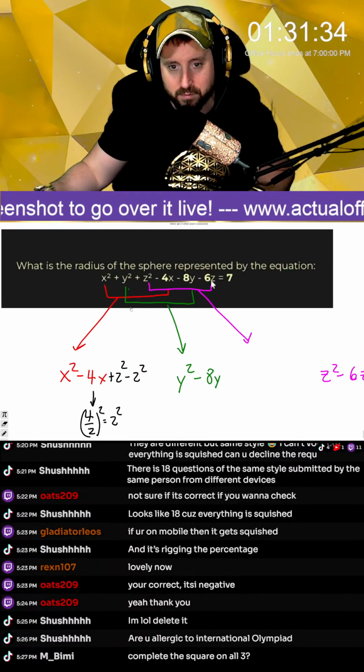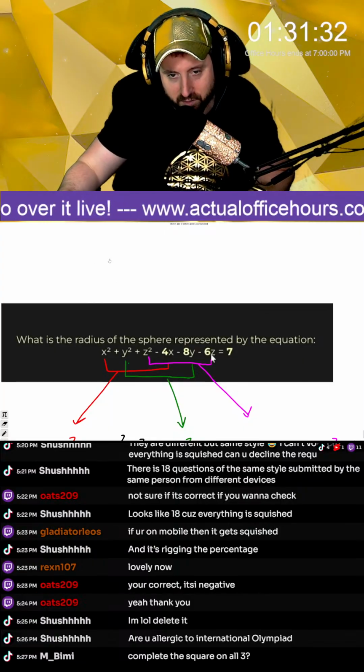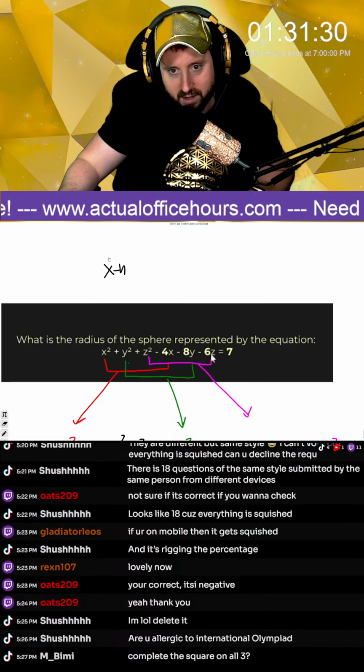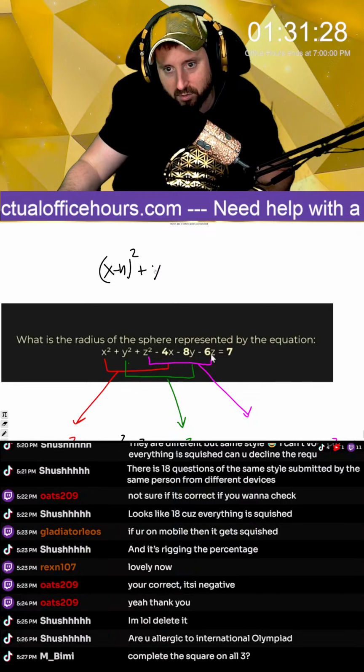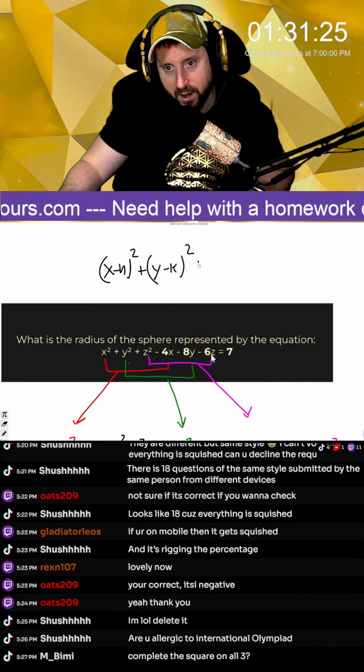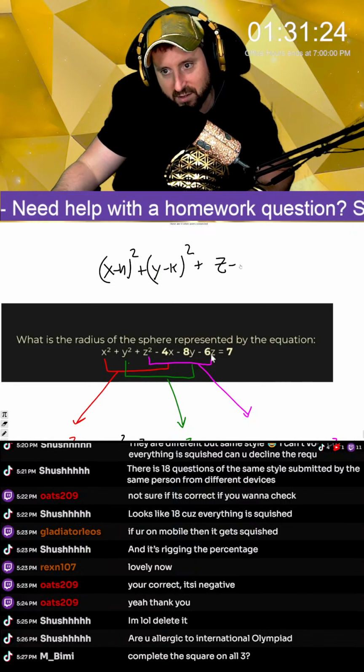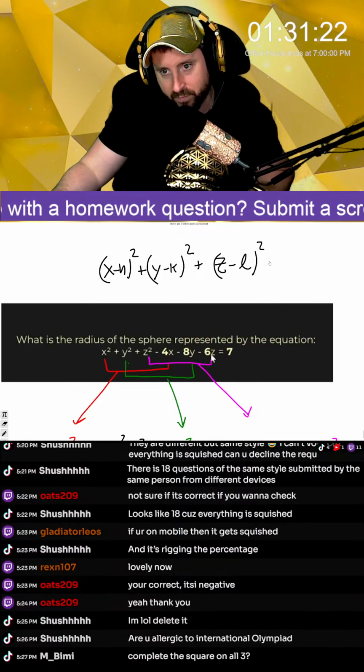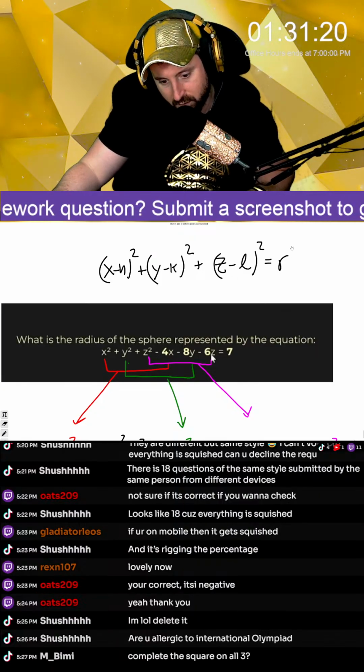DMs. So if you want to find the radius of a sphere, the key thing to know is that the equation for a sphere is x minus h squared plus y minus k squared plus z minus, I don't know, l squared is equal to r.